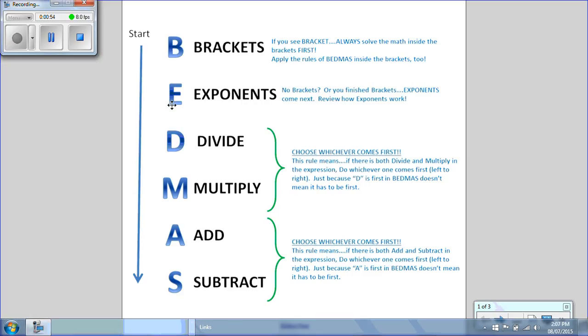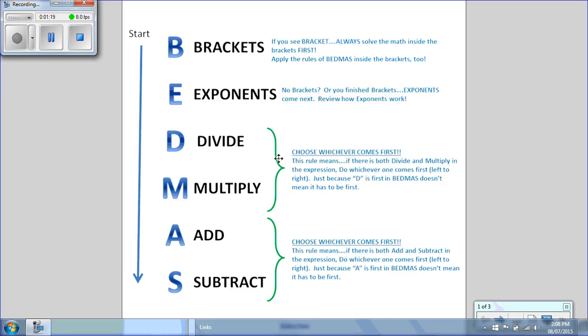B for brackets. E is exponents. If there are no brackets, or you finished the math inside the brackets, then your exponents are up next. Exponents are a very tricky concept for kids. We should go back, look in our math journals, and review how exponents work so that we can do the exponents properly. If you're done the brackets, done exponents, or there aren't any, we move on to divide and multiply.